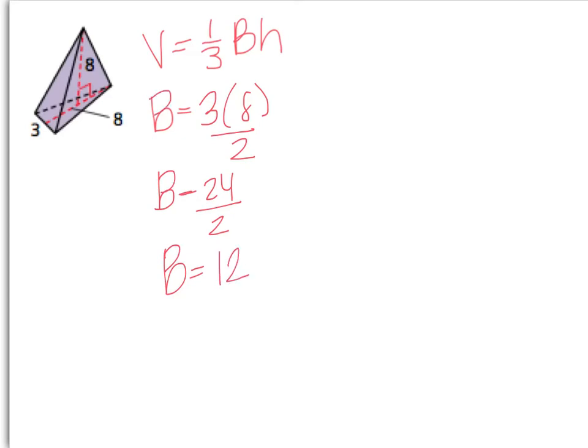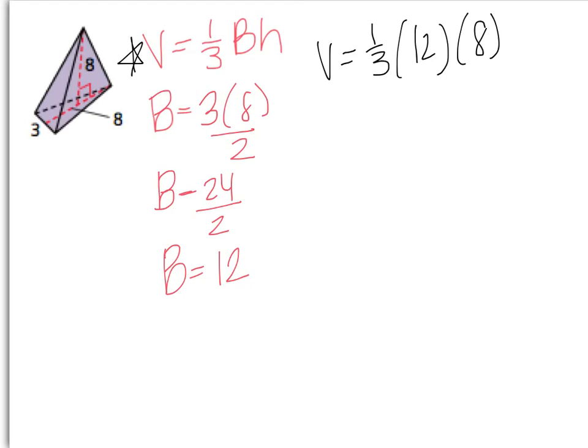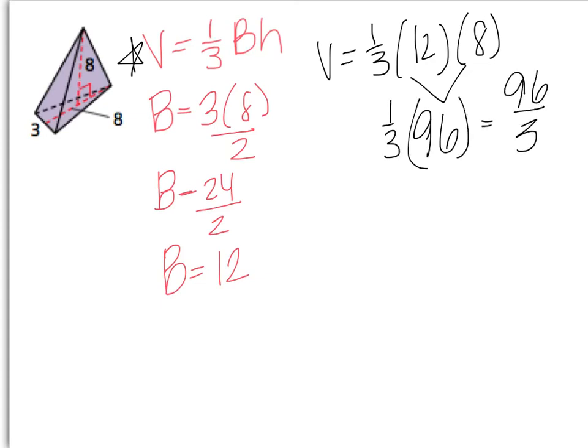Now I can plug it into my equation. Volume equals 1/3. My base is 12 and my height is 8. So I'm going to do 12 times 8, which is 96, times 1/3. Remember, this is the same thing as 96 divided by 3. So you end up getting 32 units cubed.